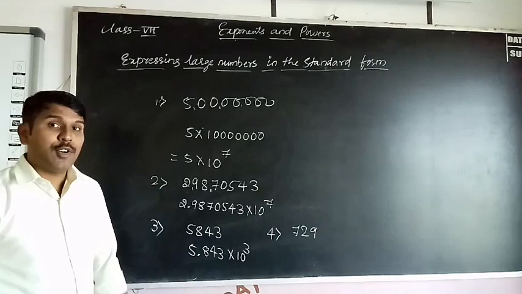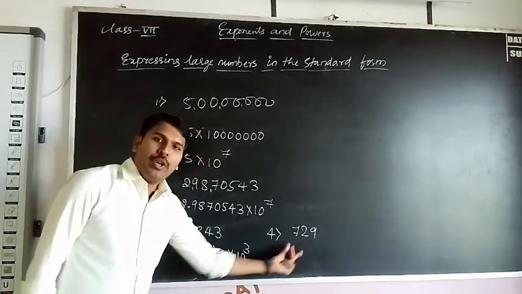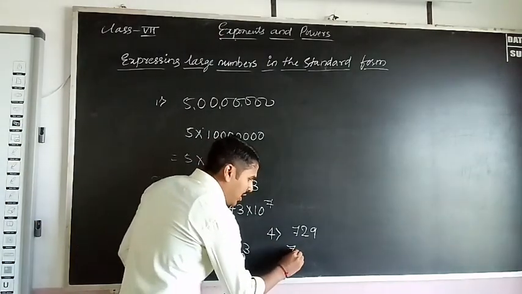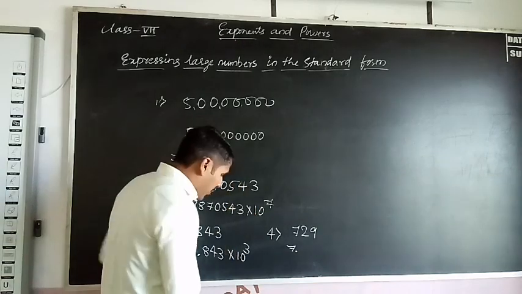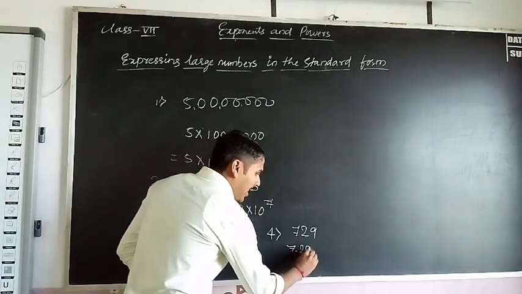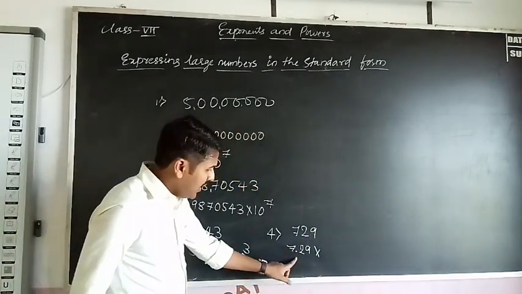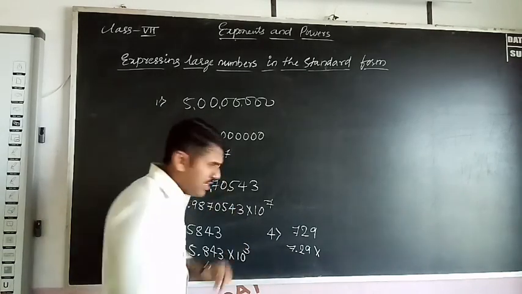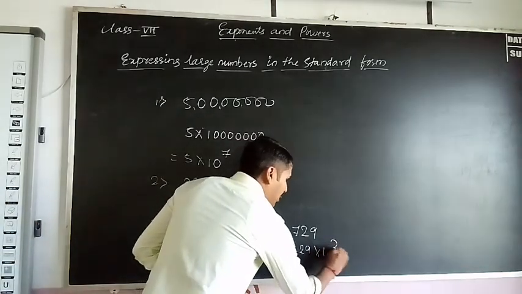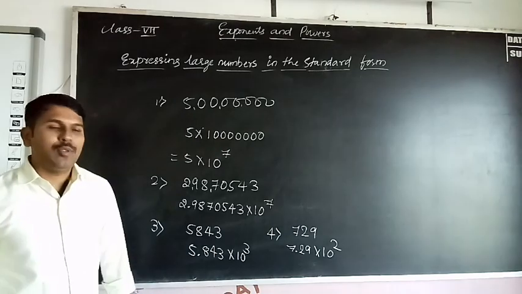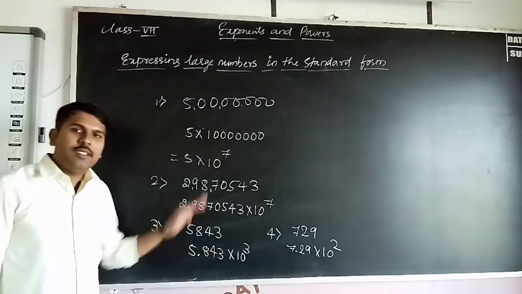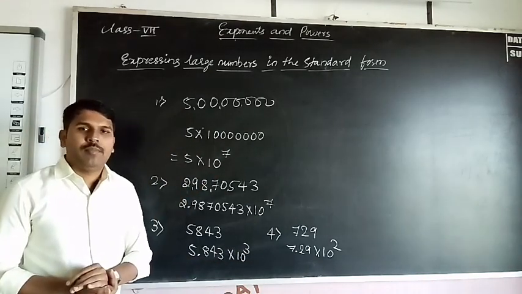729. So how to write this one? Before the decimal point only one digit will be available. 7.29 into, after the decimal point how many digits? 2 digits. That means 10 raised to 2. So this is the standard form.